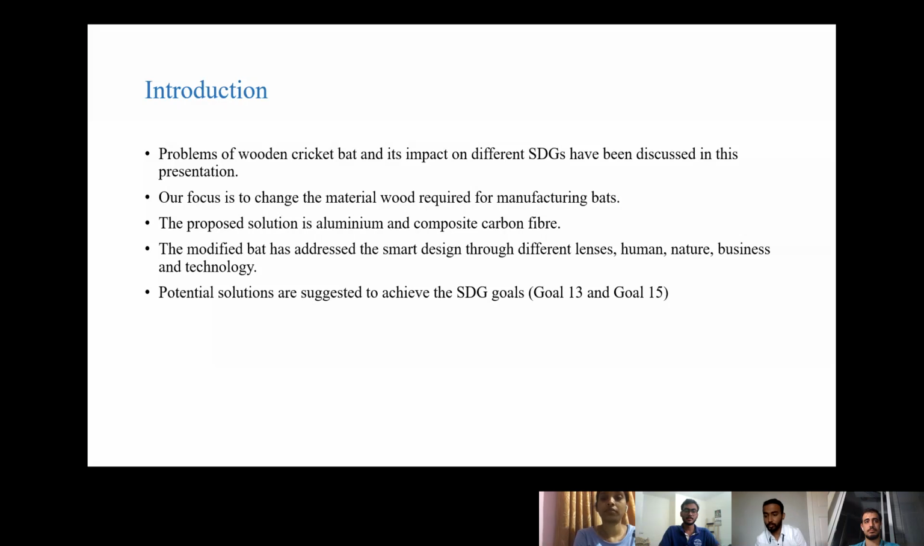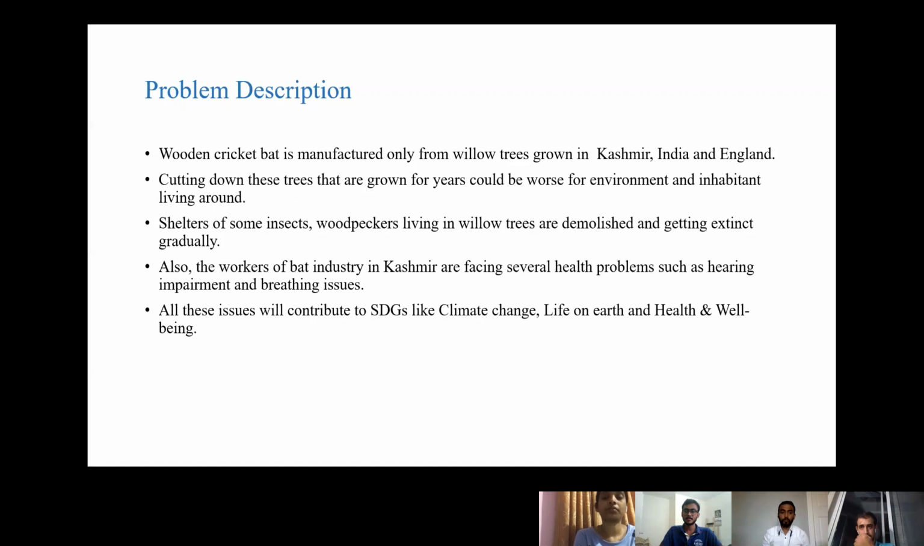And the solution should have so much potential that it should be able to achieve the sustainable development goals like climate change, that is goal number 12, 13, and life on land, that is goal number 15. So now I would like to describe more about the problem.